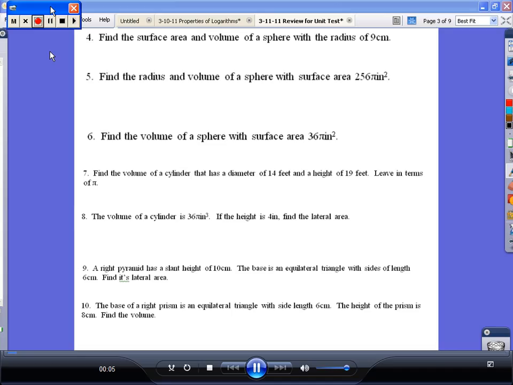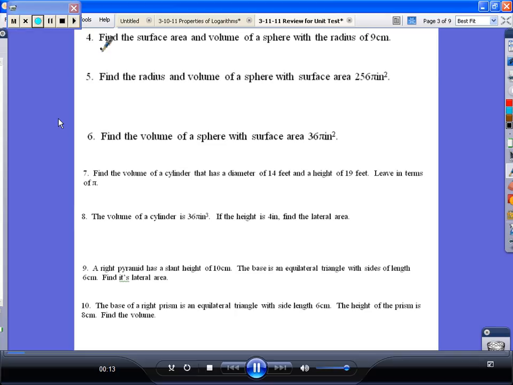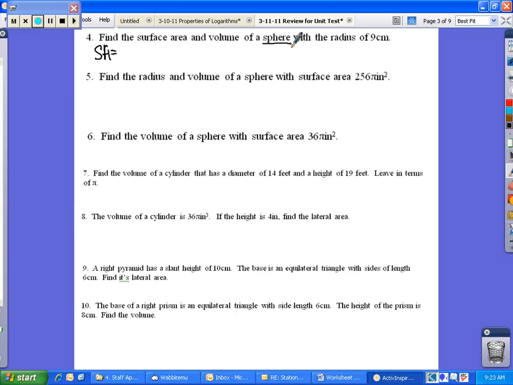All right, so in number 4, I'm going to play, make sure it's playing. There we go. Okay, we want to find the surface area and volume of a sphere with a radius of 9 centimeters. Since it is a sphere, we need to look for the formula of a sphere.